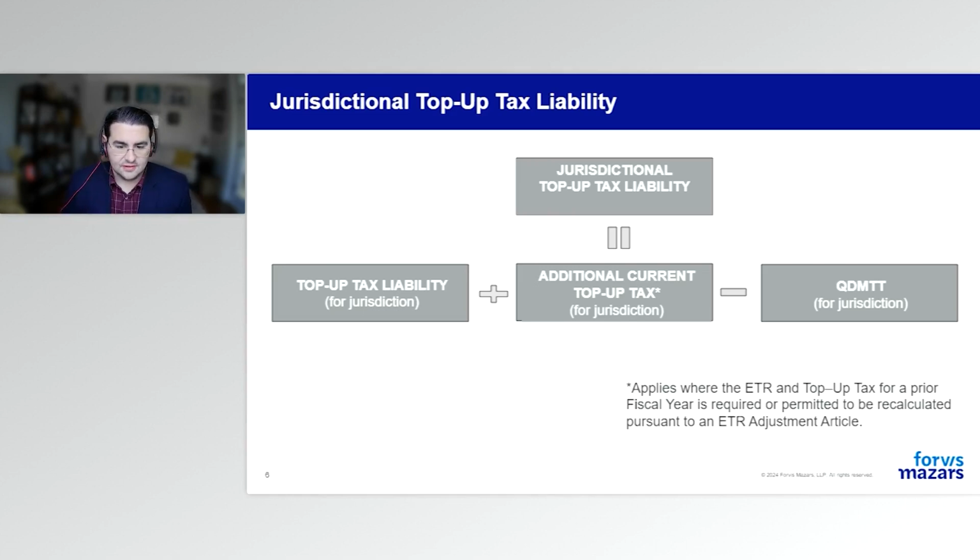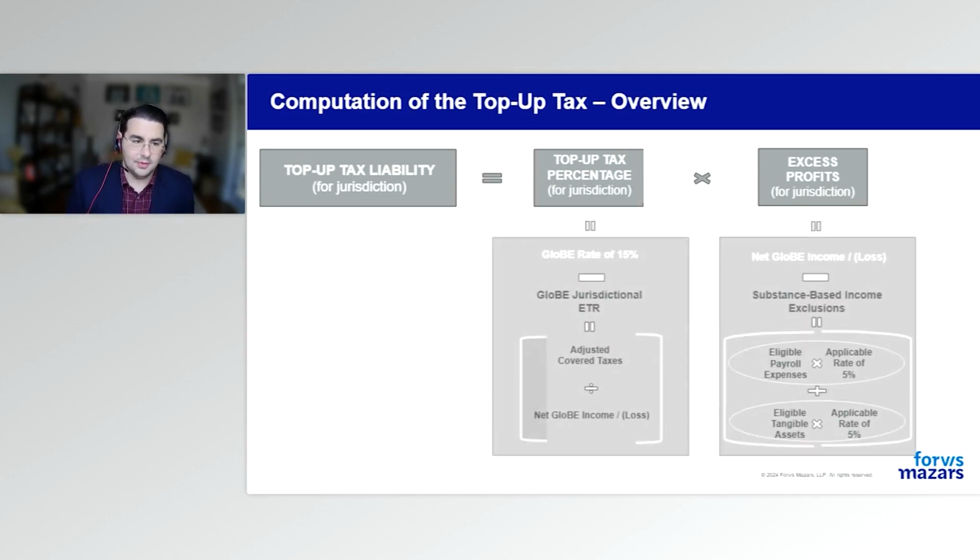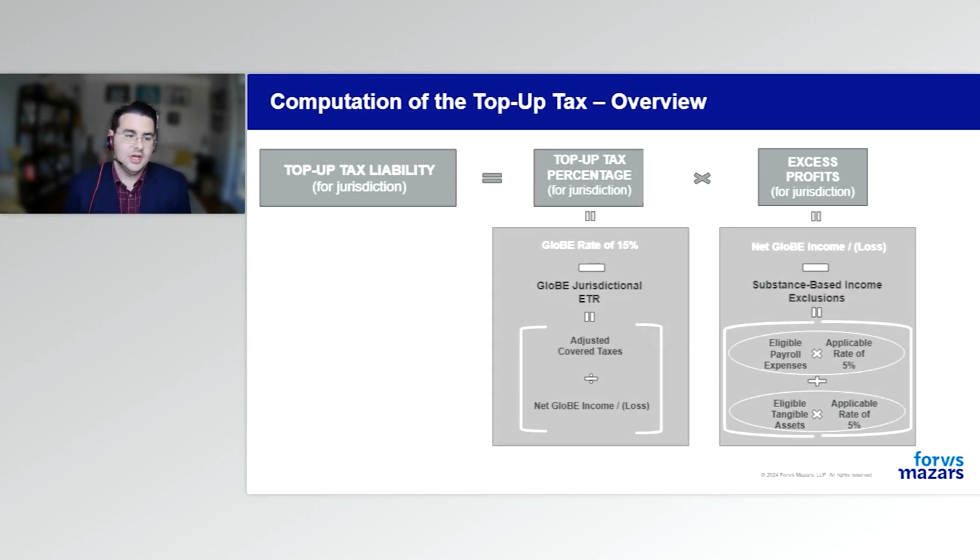So, kicking this off, let's go through this. Just to recap, your top-up tax liability is equal to your top-up tax percentage. To figure out your top-up tax percentage for a jurisdiction, you need to compare the GloBE minimum rate to your GloBE jurisdictional ETR. To figure out the GloBE jurisdictional ETR, you need to know two components, which is what we covered in the last 2 sessions. So what are your Article 4 adjusted covered taxes as your numerator, and what is your net GloBE income or loss in that jurisdiction as your denominator?